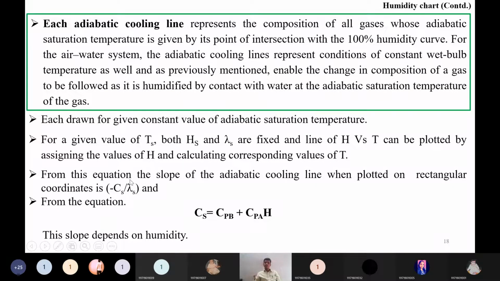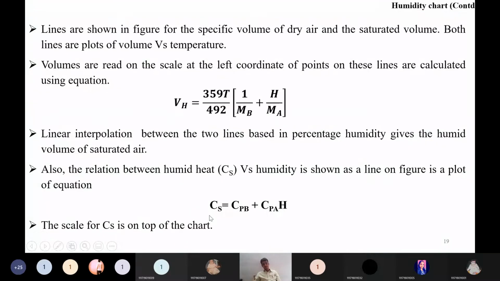We know that Cs is nothing but the humid heat, which is the sum of the specific heats of gas plus the specific heat of your water vapor. So the slope depends on humidity itself. The Cs is one point in the slope that is dependent on humidity. So after knowing humidity only, we can draw these adiabatic cooling lines.